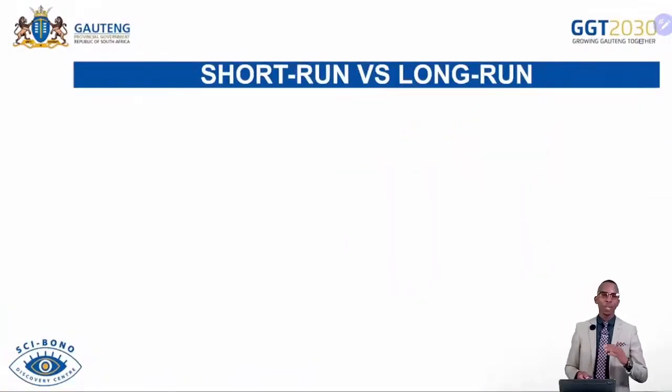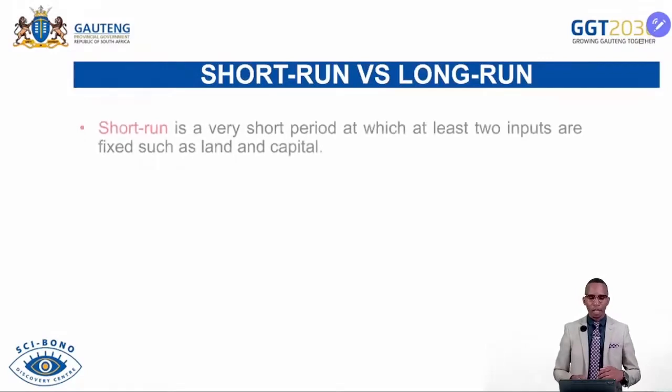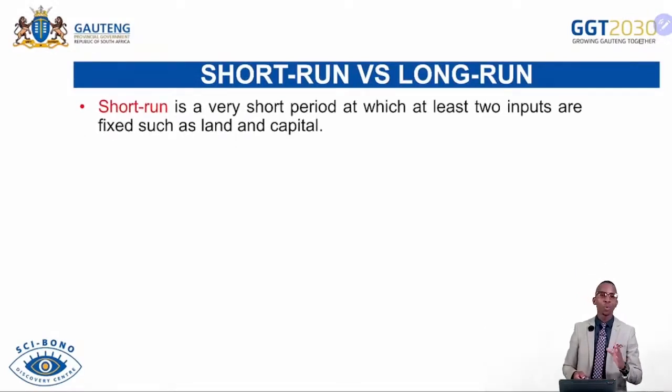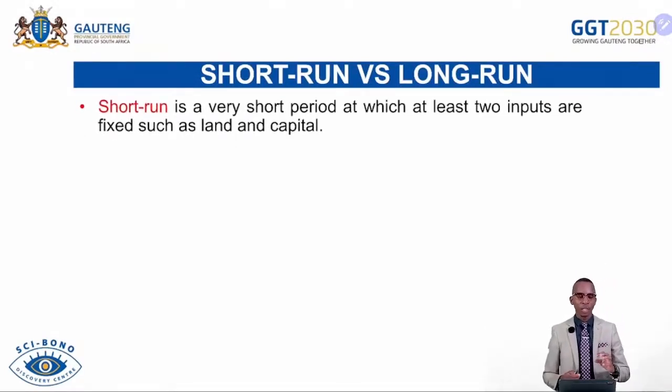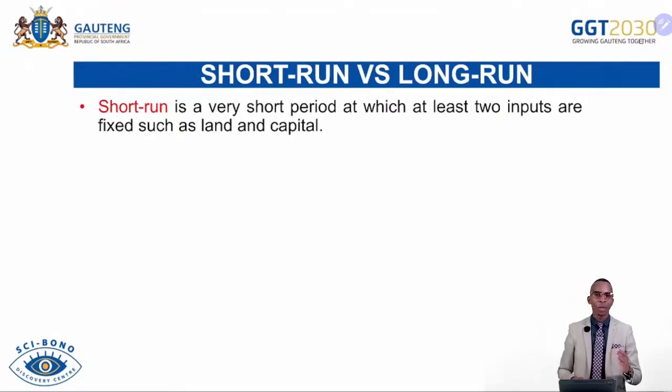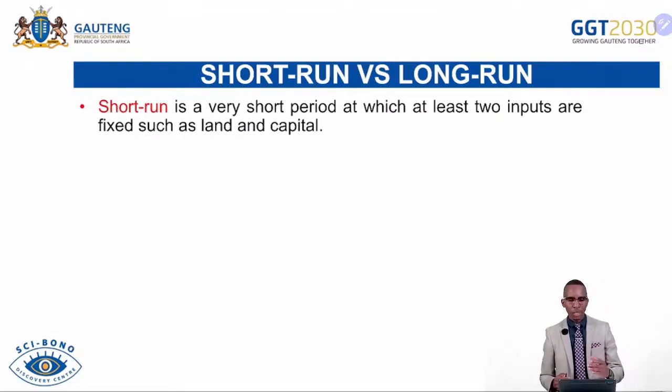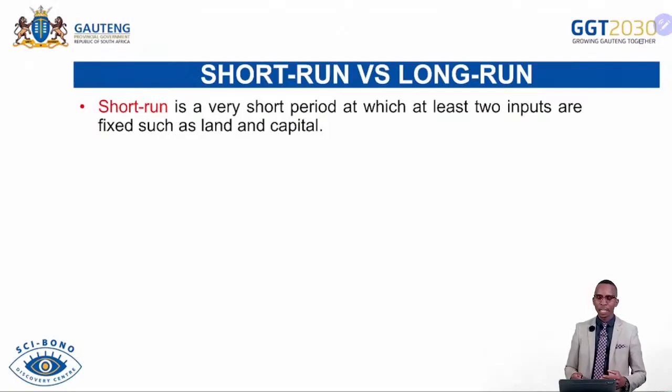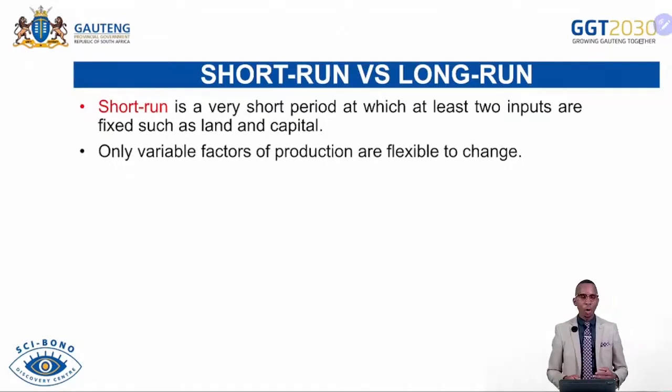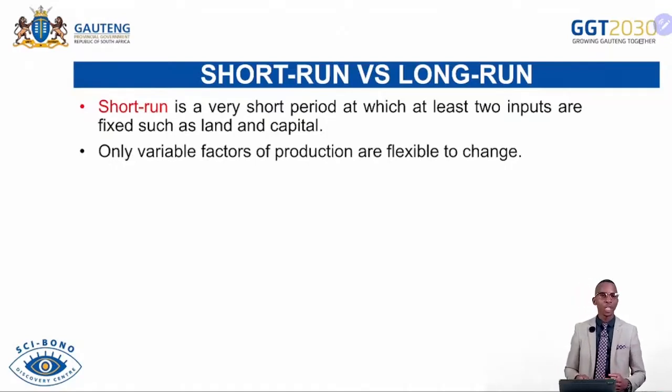So we spoke about the short run and the long run. So the difference between the two, you can come across a question in the exam asking you, briefly discuss the difference or distinguish between short run and the long run. So we simply say short run is a short period of time at which at least two inputs are fixed. In there, we can talk of the capital and land. And then only variable factors of production are flexible to change. Only variable, only those that can change.